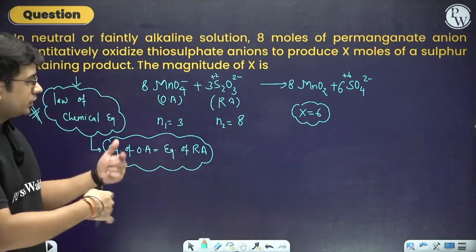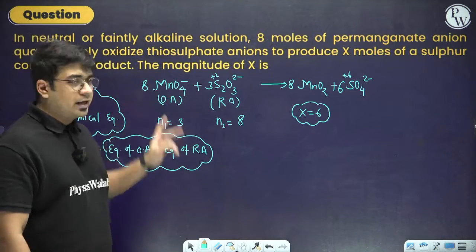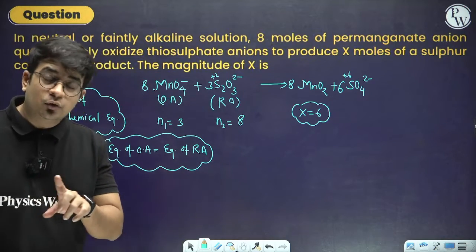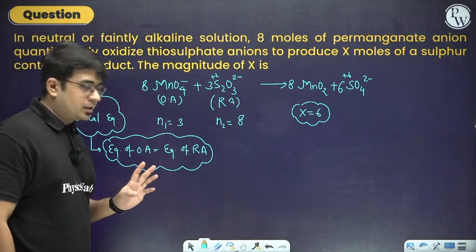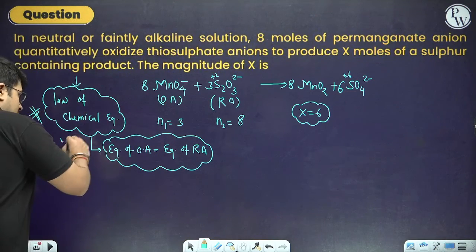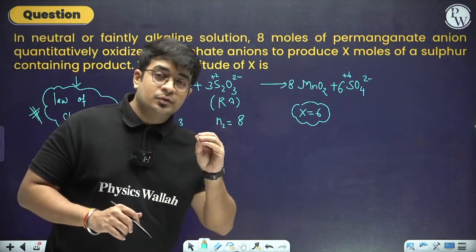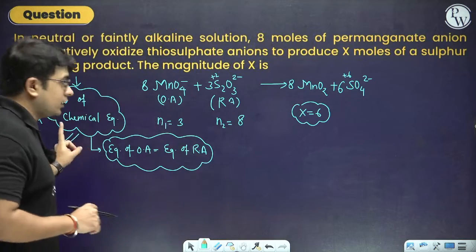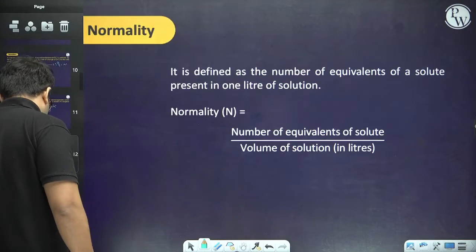So let's try to figure out what is going to happen. But otherwise, you can balance this equation by cross multiplying the N factor according to the oxidation number method. So you can solve these questions. But otherwise, generally try to use this law multiple times whenever you are dealing with questions of redox reactions. Okay, so this law is very, very useful. Okay. Now, let's talk about the concept of normality first.